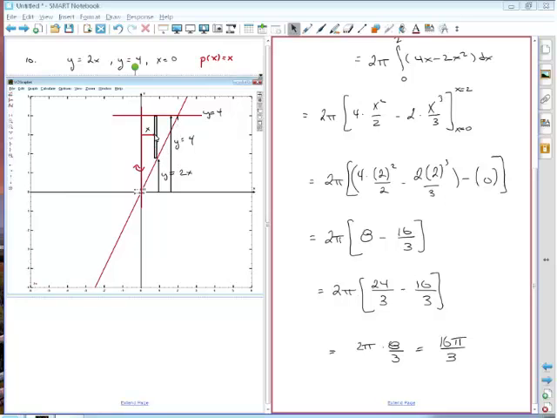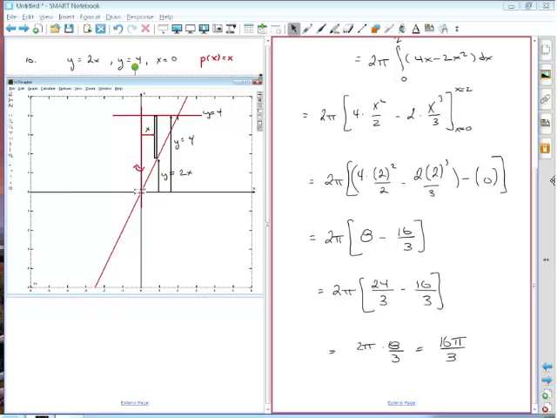Anytime you're rotating around an axis, it's just the distance from the axis to the rectangle, which is x. So p of x was x. The height of the rectangle is h of x. The height is going to be this distance, which is 4, subtracting this distance, which is 2x. And so this distance is going to be 4 minus 2x. Okay, so that's h of x.